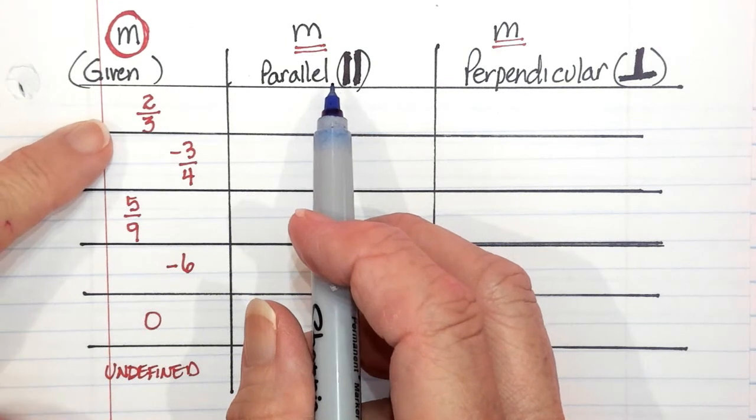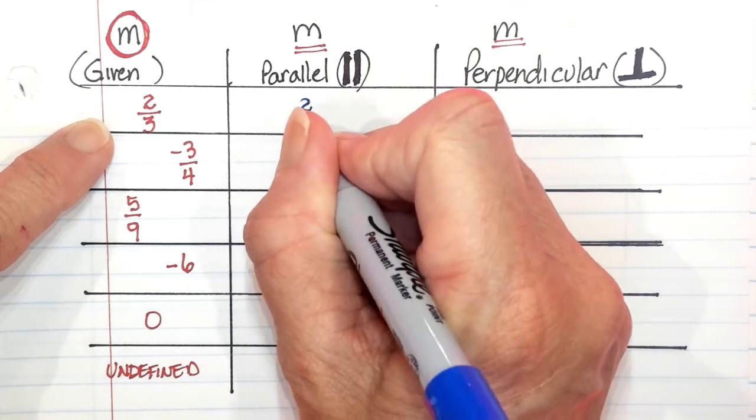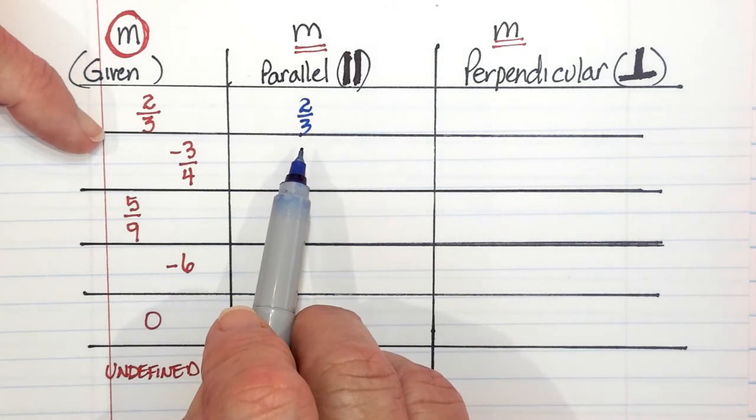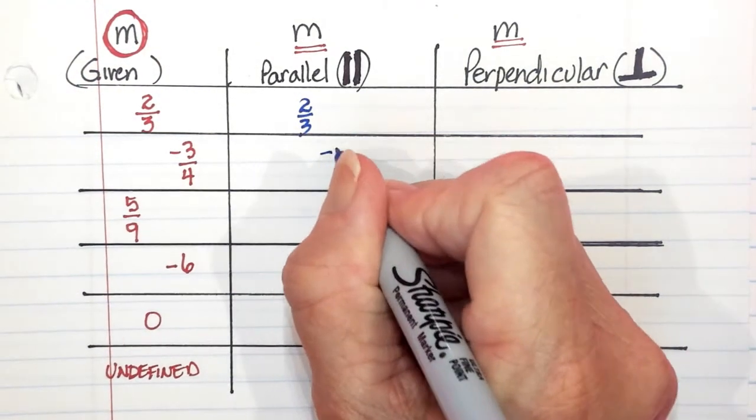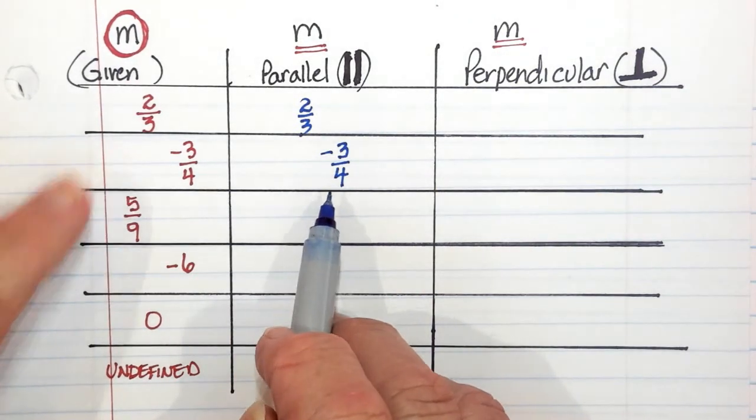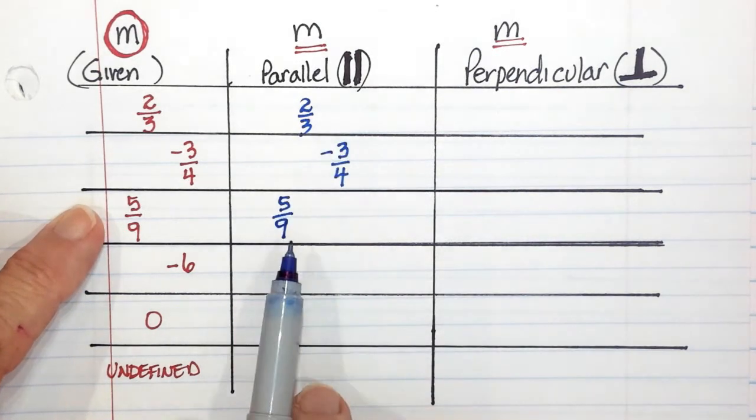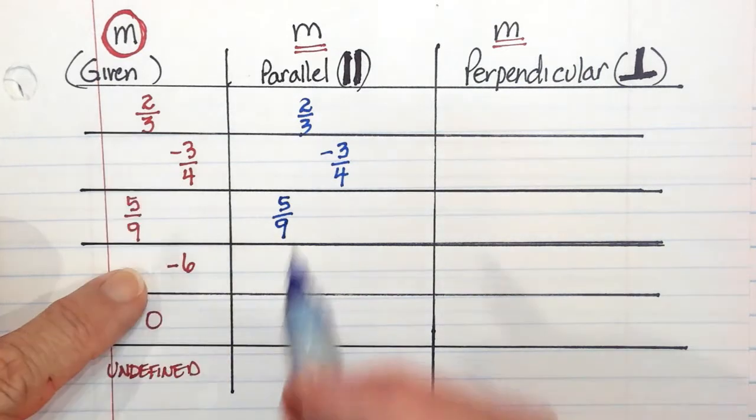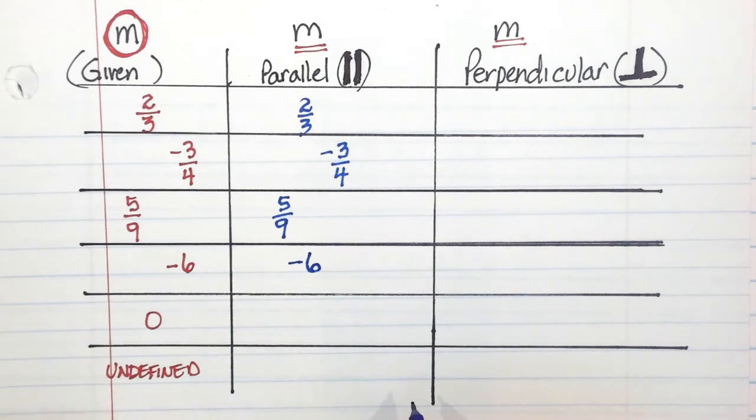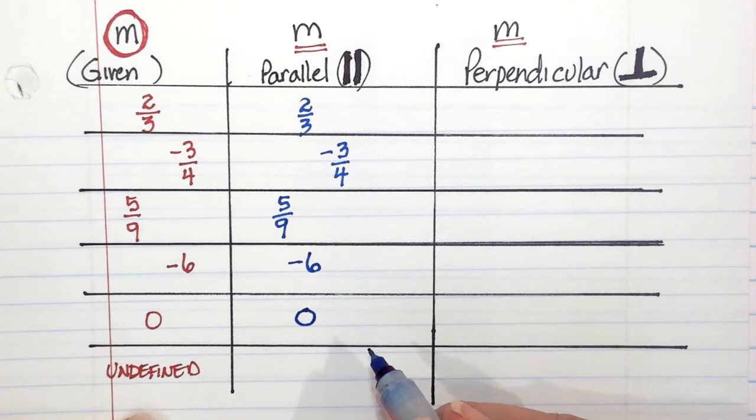Parallel slopes of two lines, slopes of lines which are parallel, are always the exact same. So this second line, parallel to the line with the slope of 2/3, would also have a slope of 2/3. Likewise, if a given line had a slope of -3/4, the parallel line would have the same slope. If a given line had a slope of 5/9, the parallel line would have the same slope. If the given line had a slope of -6, this slope would also be -6. If a slope was 0, then the parallel line would also have a slope of 0.